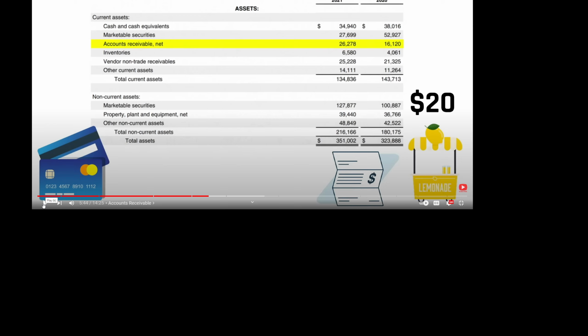But ideally, hopefully they will pay you. From the time you provided the lemonade to the customer but have yet to receive payment, you have a $20 account receivable from the customer. So in the case of Apple, if they are selling their iPhones to a large corporate customer but are awaiting payment, this would show up on the balance sheet as an accounts receivable.